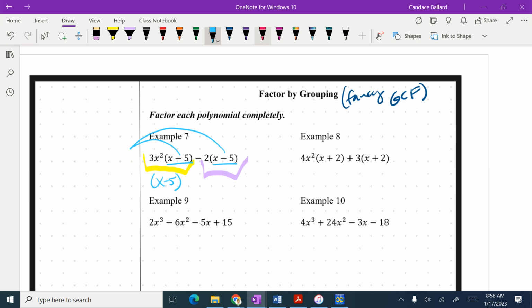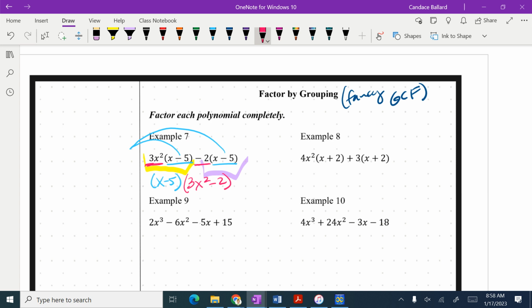Okay? And then you'll notice I had 3x squared minus 2 left behind. So 3x squared minus 2. And that's it. Well, not always. Sometimes this will go more. Sometimes there'll be like a difference of squares there or a difference of cubes or something, but you want to check it. But in this case, it doesn't work because we've got a 3 and a 2. Those are not squares. Okay?